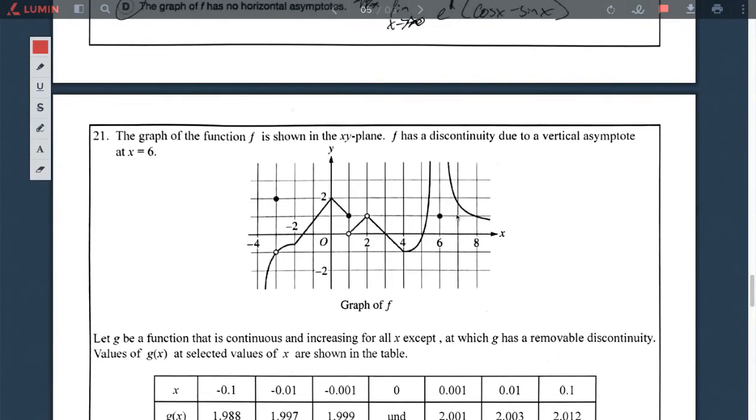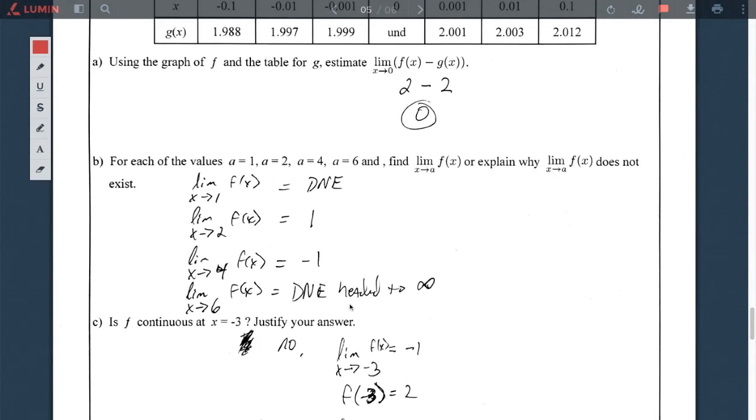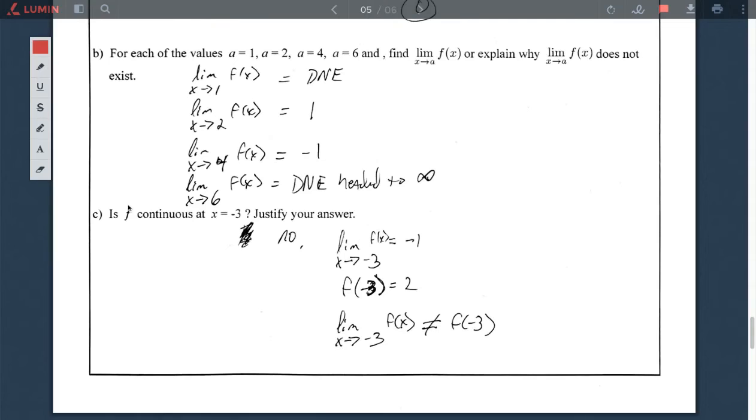If one side was going up and the other side was going down, all we could say is D and E, unless they want it from the right or from the left. So if I want both sides and they're not going to the same place, then all I could say is D and E. But in this case, both of them are going up, so we can say D and E headed to infinity. Is f continuous at x equals -3?